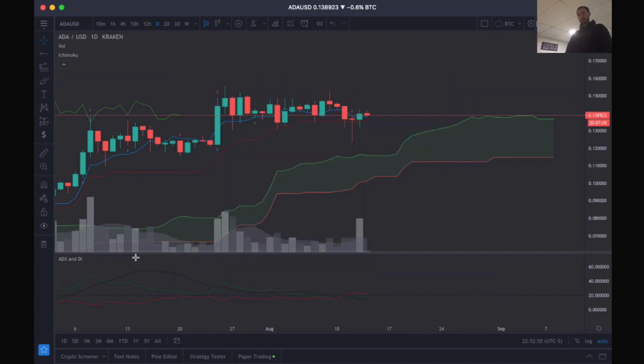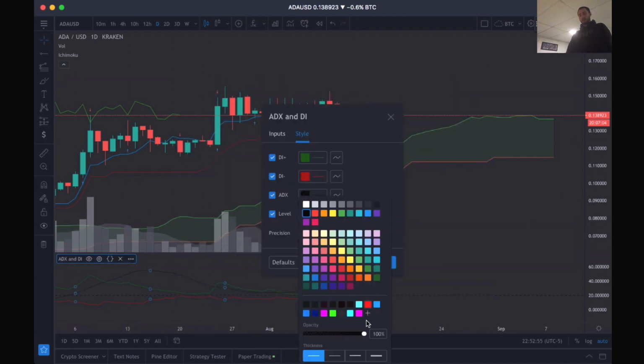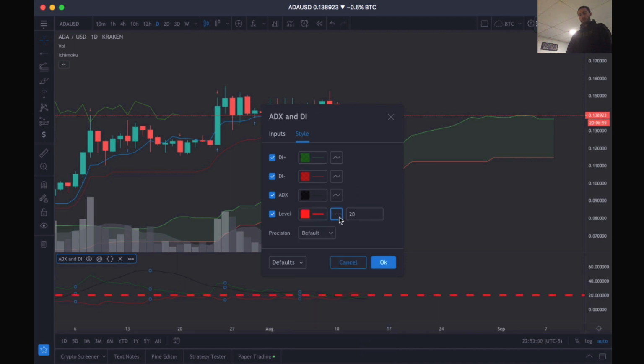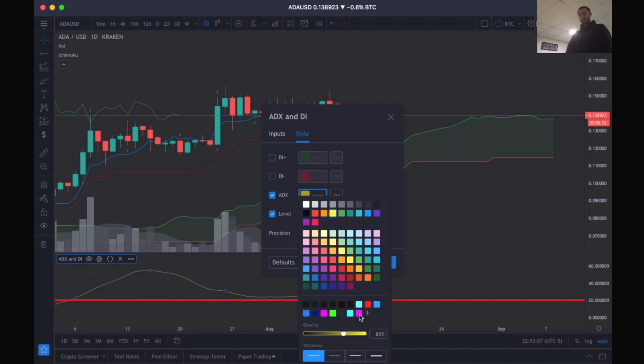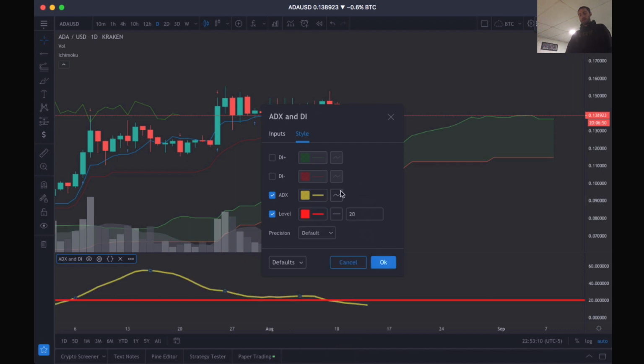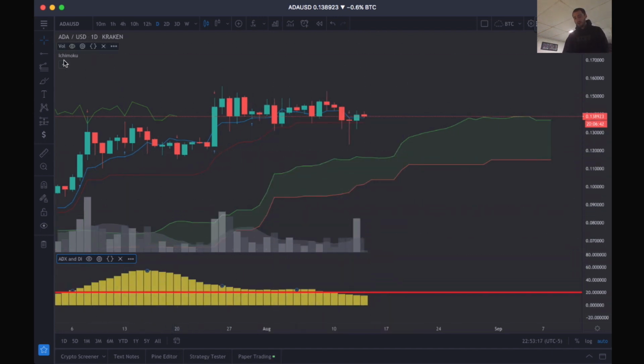We're going to add this, and then we're going to customize it right here. We're going to make this 20 line bright red, and we're going to make it very incredibly obvious. We're going to take out the DI, and we're going to make this ADX yellow, large, and I like columns. So let's choose columns, and there we go.